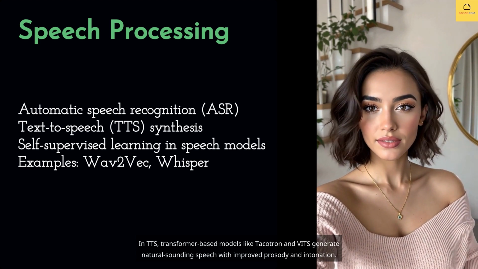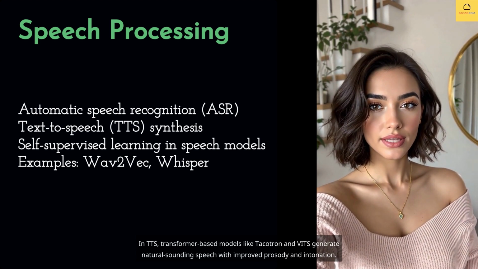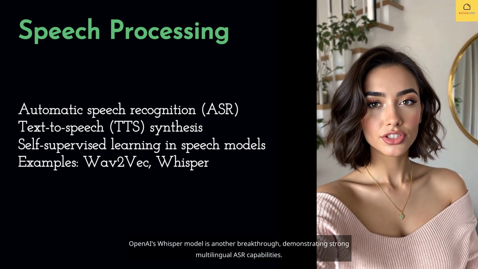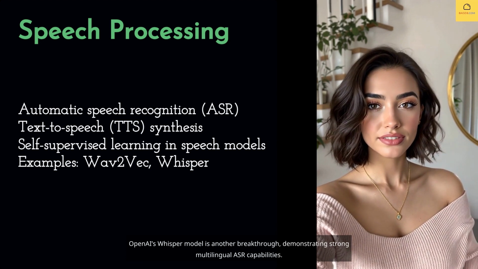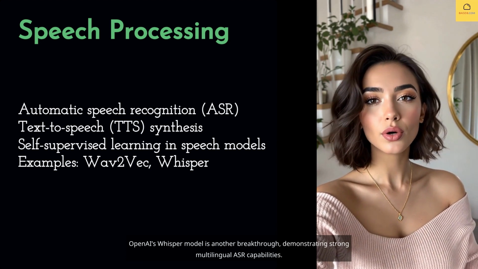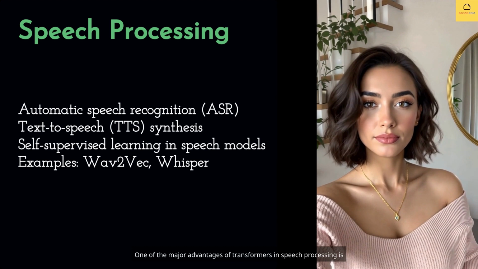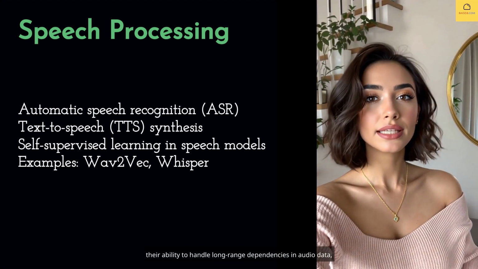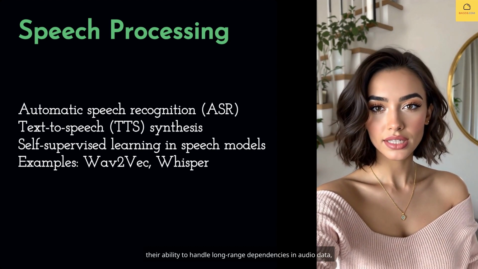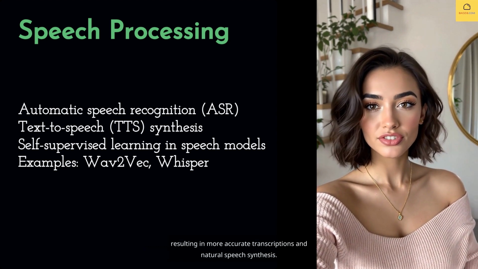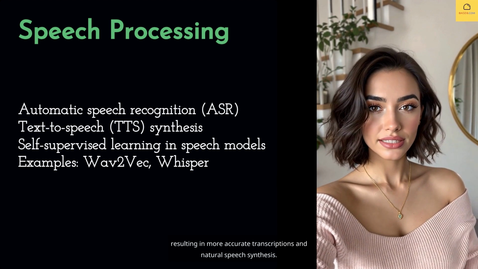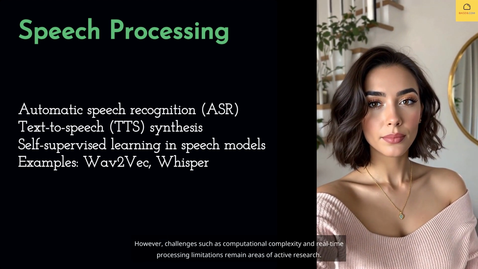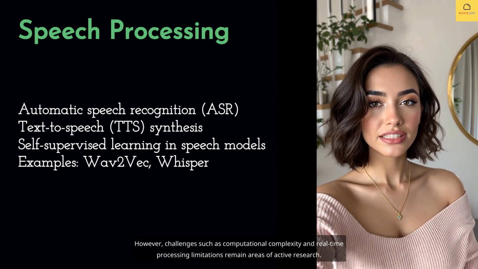In TTS, transformer-based models like Tacotron and VITS generate natural-sounding speech with improved prosody and intonation. OpenAI's Whisper model is another breakthrough, demonstrating strong multilingual ASR capabilities. One of the major advantages of transformers in speech processing is their ability to handle long-range dependencies in audio data, resulting in more accurate transcriptions and natural speech synthesis. However, challenges such as computational complexity and real-time processing limitations remain areas of active research.